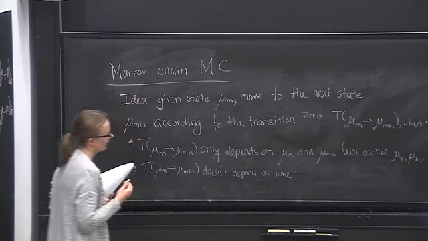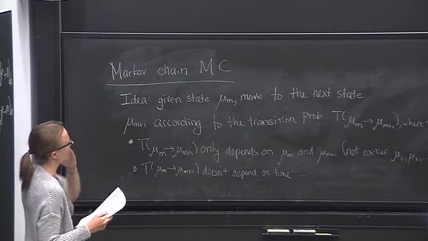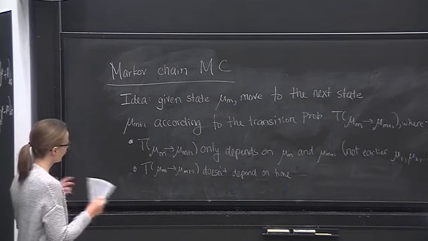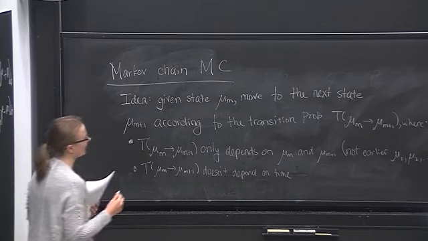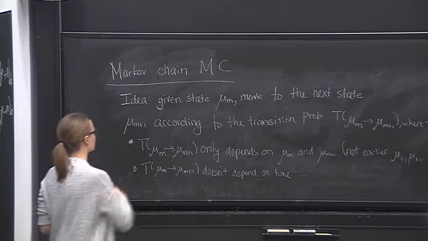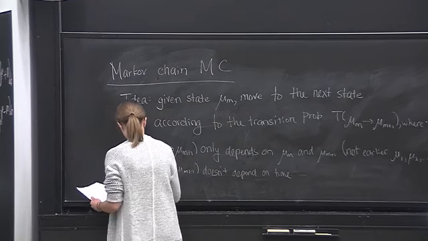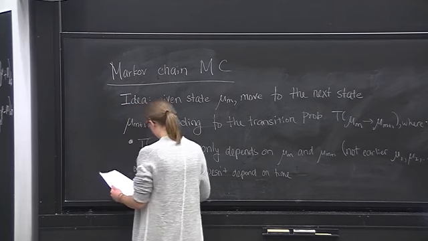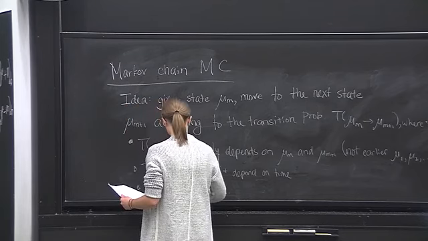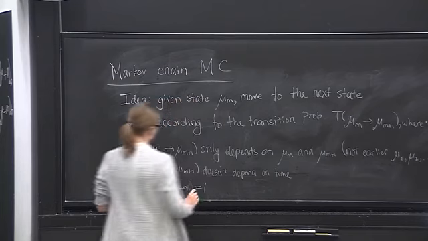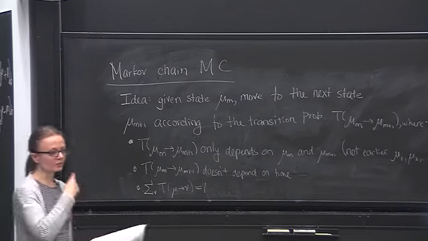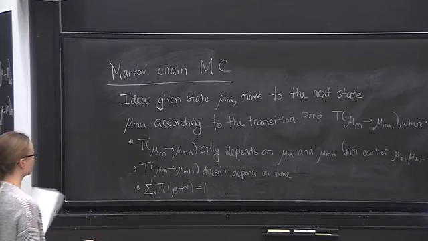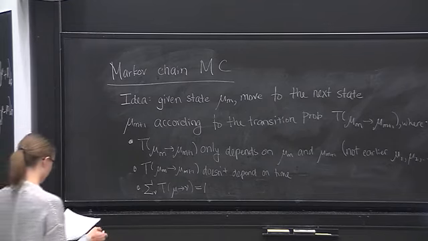So in what we're studying here, it's very important that our transition probabilities don't depend on time because we're trying to sample an equilibrium Boltzmann distribution here. And the last thing is that, of course, if we're in a state, we have to transition somewhere. Even if that transition is to the same state, we still have to go somewhere. So the sum of all these transition probabilities has to be 1.